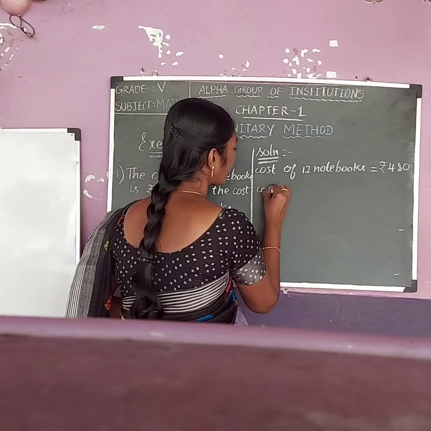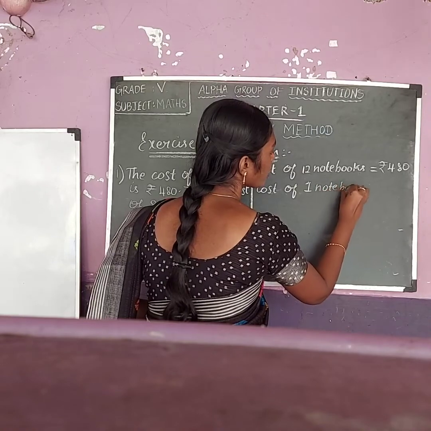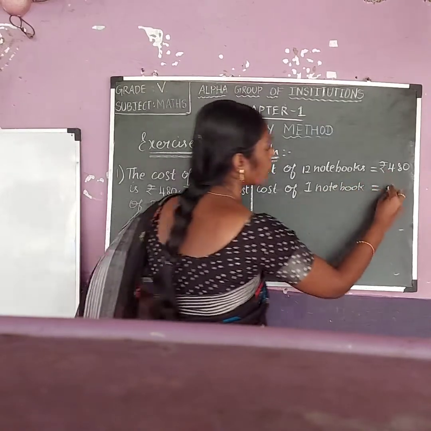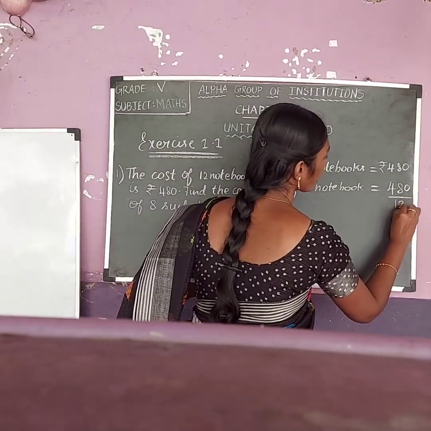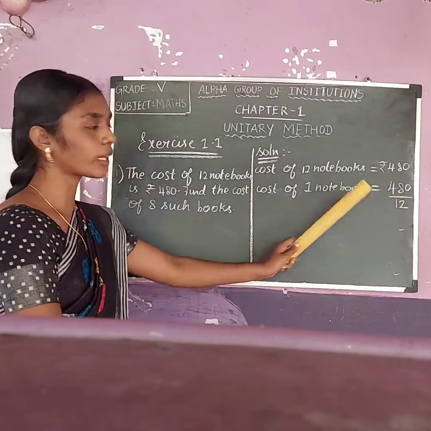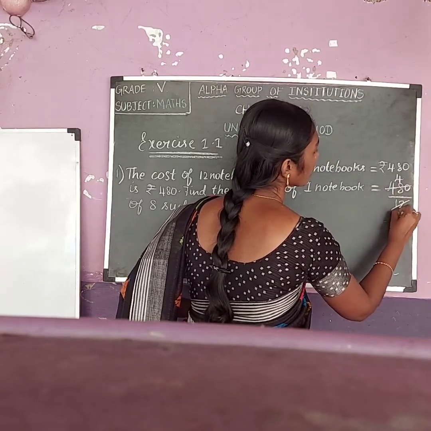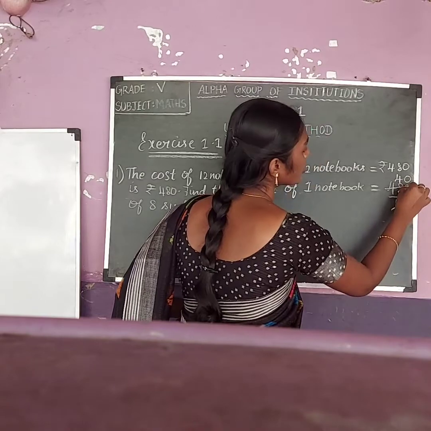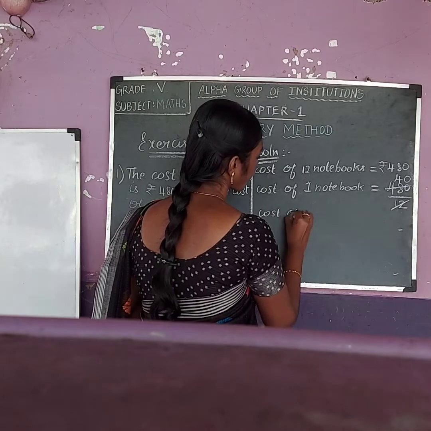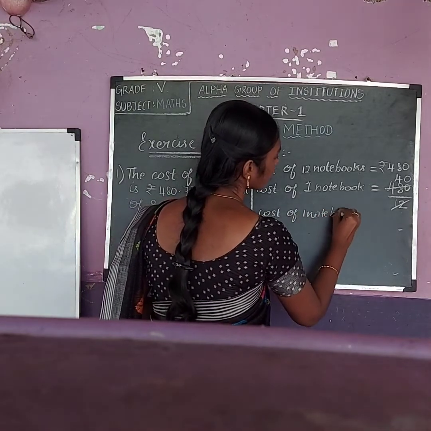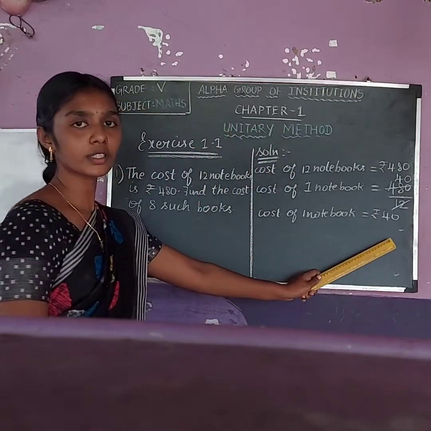So I need the cost of one notebook. How will I get the cost of one notebook? By dividing 480 by the number of units. How many units are here? 12 units. By dividing this, I will get the cost of one notebook. See here, 1 12s are 12, 4 12s are 48 and 0 12s are 0. So 40 into 12 gives 480. So the cost of one notebook is rupees 40.